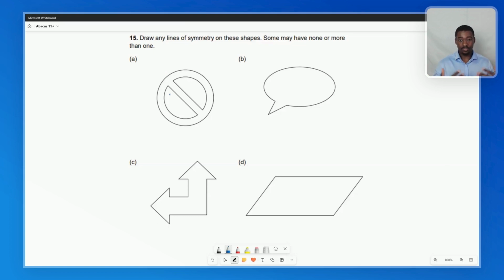When you think about lines of symmetry in this way, it makes it so much more simple. For each of these shapes, we're trying to draw a line where if we fold the shape on that line and we fold it over, there would be no overlaps. So here, for part A, we have 2 lines of symmetry. You can see I've already drawn one.